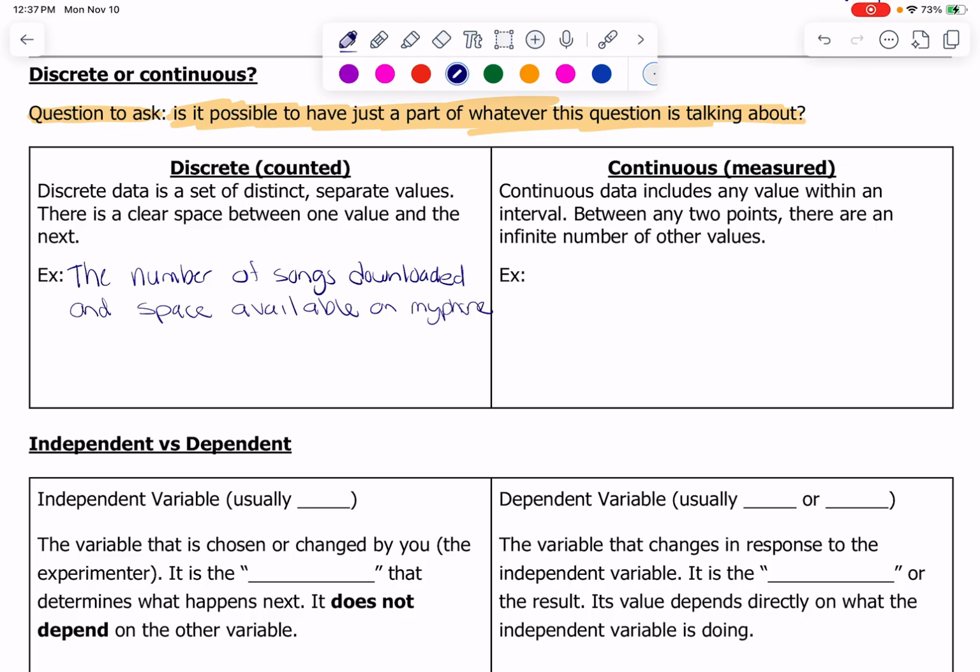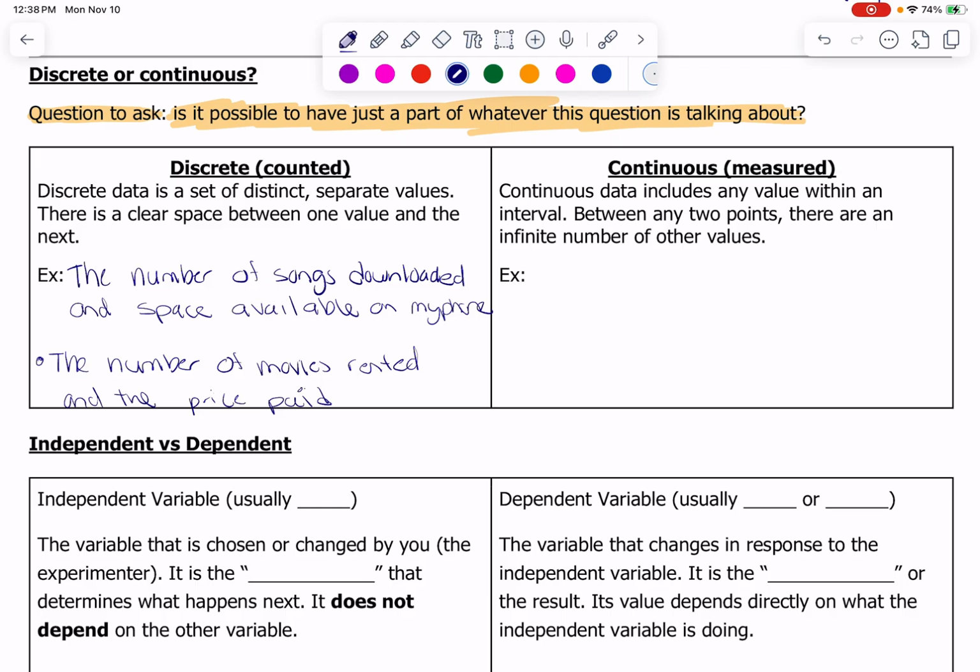All right, another example. Let's see. The number of movies rented and the price paid. Okay, if I try to rent a movie on Amazon or on Prime, can I rent half a movie? No, I can't rent half a movie, so that would be discrete data.